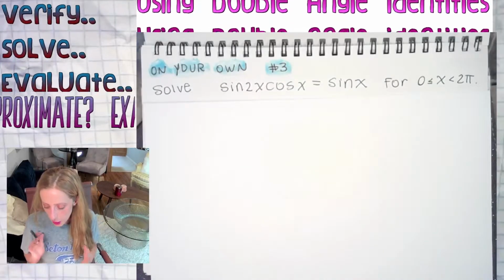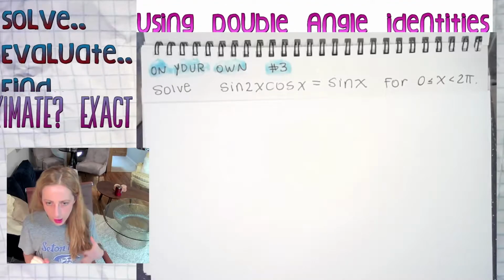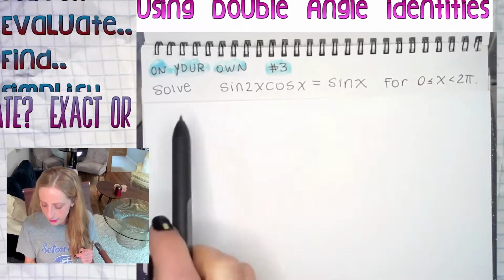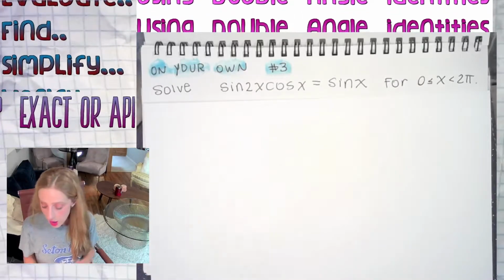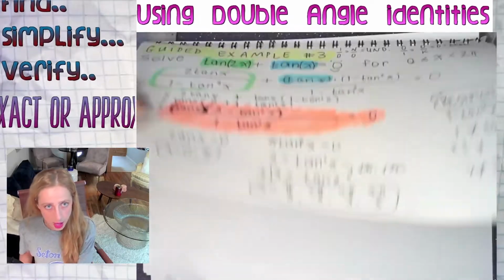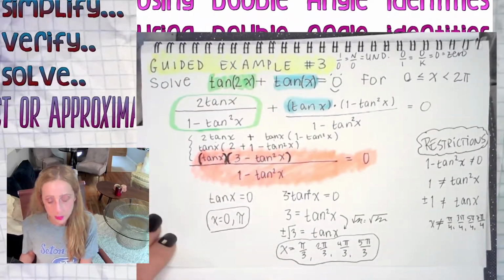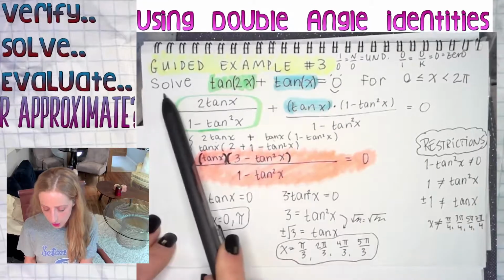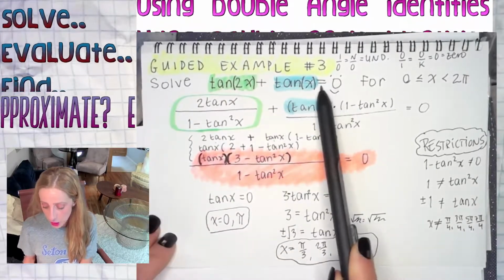All right, this is going to be a quick 2-minute advice help type of video about on your own example 3. So on your own example 3 is modeled after guided example 3. In guided example 3, we were asked to solve a trig equation.